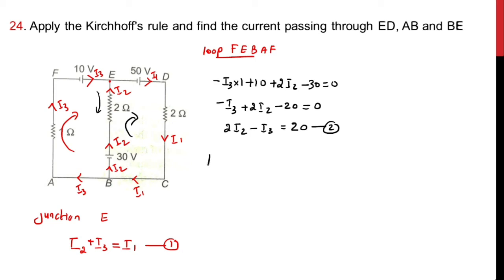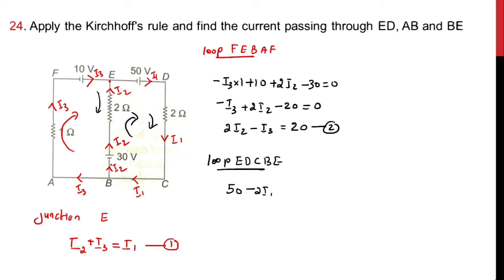So the next one is the loop EDCBE. Once again you are taking the sign convention as the clockwise direction. Just start from the point E. Coming from negative to positive, we can consider here plus 50 volt. Now from D to C, you can see the current is in the same direction of the sign convention, so we can write minus 2I1. C to B, there is no potential drop.